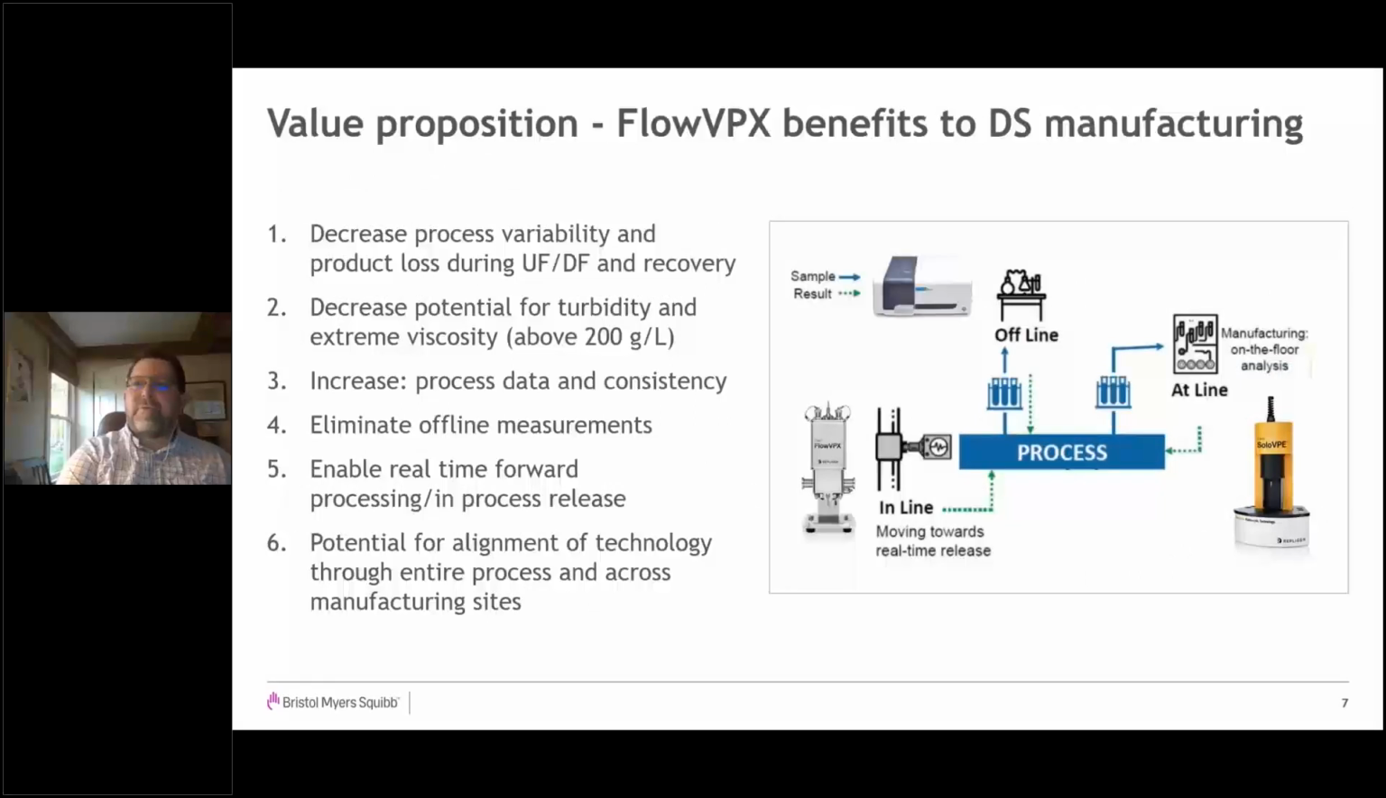So, value proposition. This is important. I will talk about some science and engineering, but this is most important to those of you in the audience who go to your management and say, we want to start using this in our pilot lab and our clinical manufacturing. They're going to say, why?